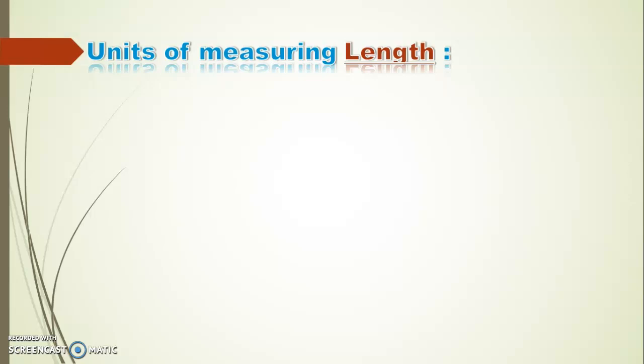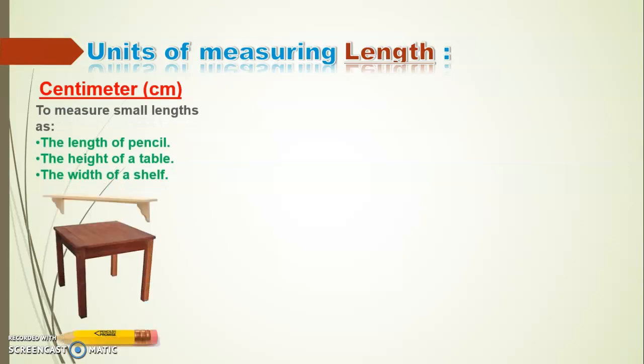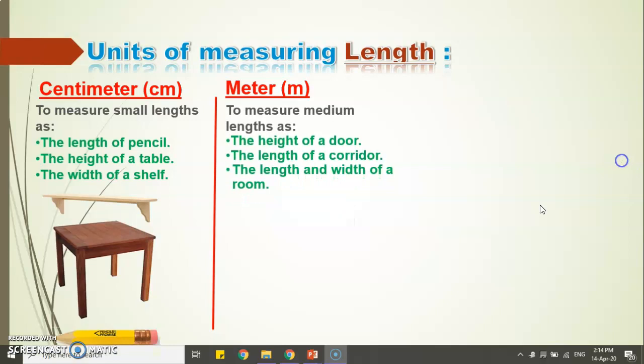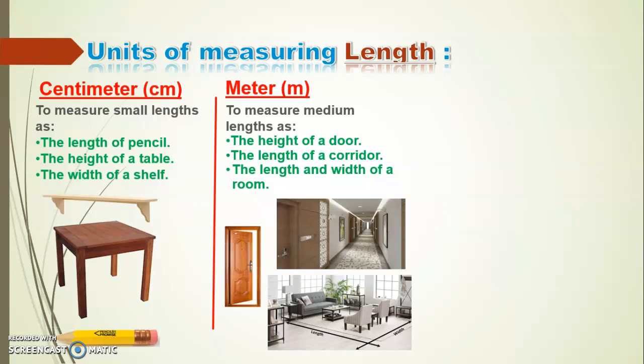Units of measuring length. Centimeter: to measure small lengths such as the length of a pencil, the height of a table, the width of a shelf. Meter: medium lengths such as the height of a door, the length of a corridor, the length and the width of a room.